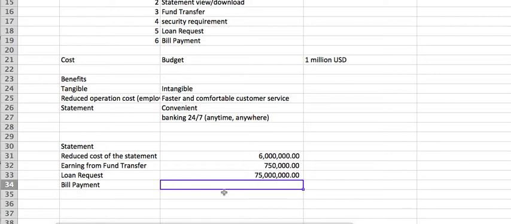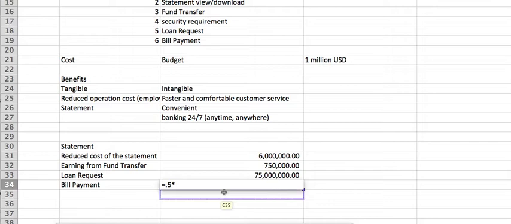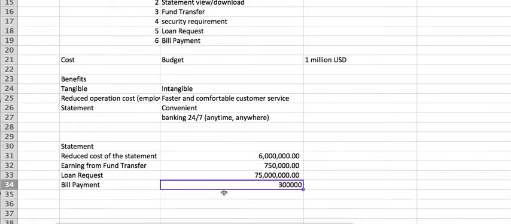So the bill payment: how much would they charge? If they charge $2, not even $2, maybe 0.5 dollars, half a dollar, okay, 0.5 multiplied by 1,000 people paying the bill online, not 1,000, 10,000, 10,000 plus. How many days? 12 months for 5 years. So this is the amount they will earn from bill payment.